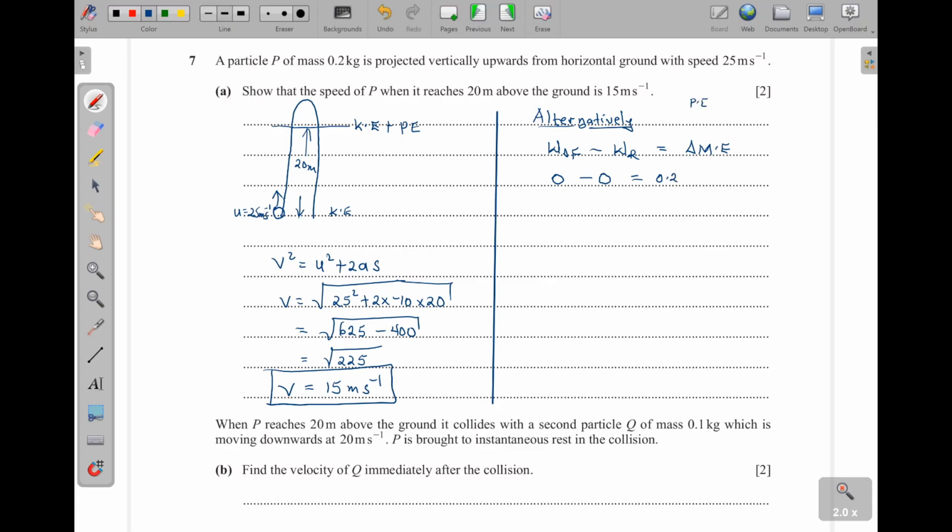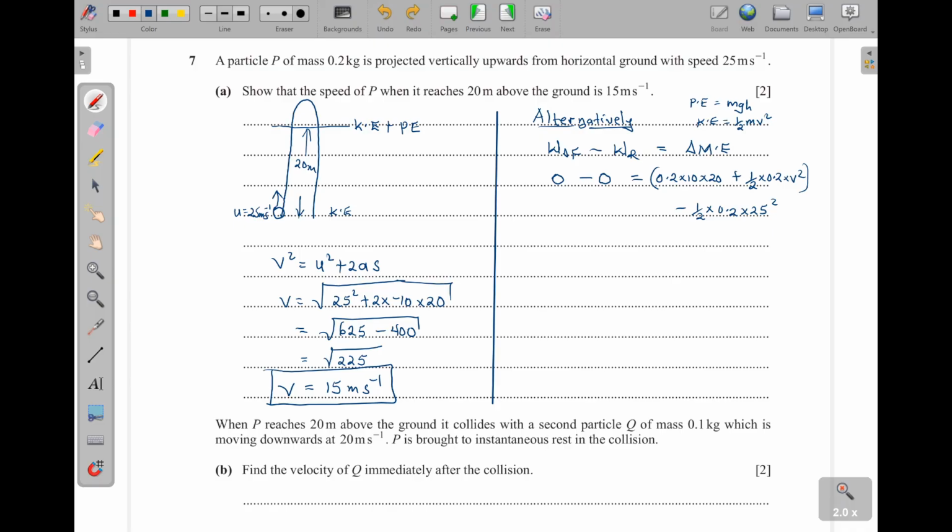Remember, potential energy is mgh. Kinetic energy is half mv squared. So we shall have 0.2 times 10, then the h is 20, you see that? Then plus the kinetic energy, which is a half, m is 0.2, and then the speed, we don't know it. But then we subtract the initial kinetic energy, which is a half times the m, which is 0.2, then times 25 squared. So I can bring this one to this side to become positive.